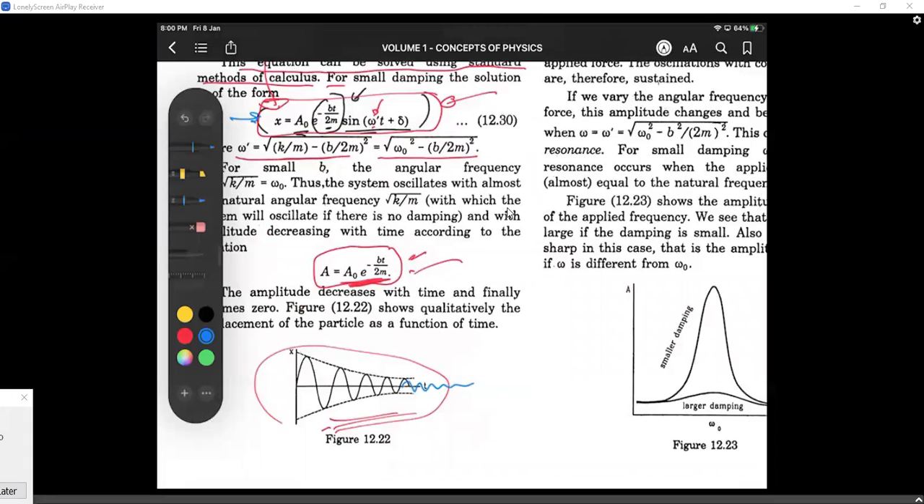Okay, sir. Sir, I have a few questions regarding this damped oscillation. After every one oscillation, will it decrease uniformly, sir? No, it depends on this function right here.